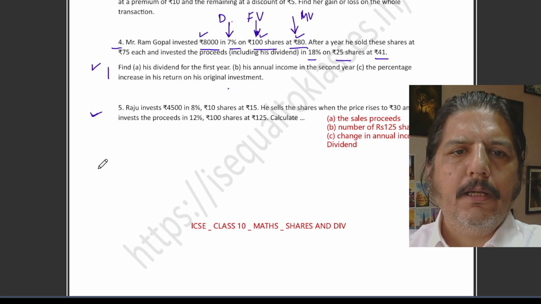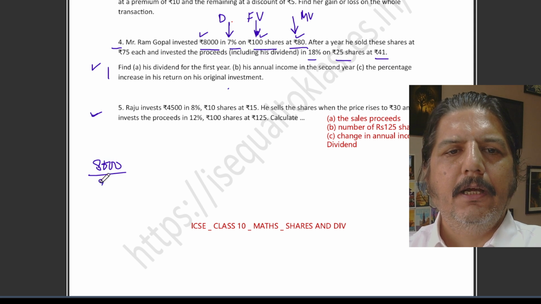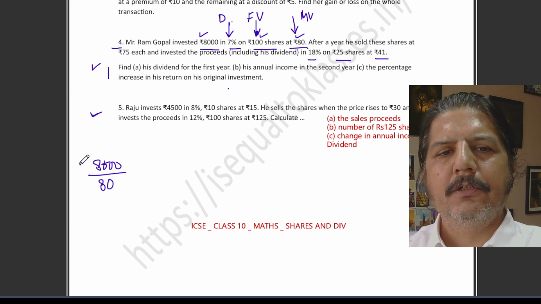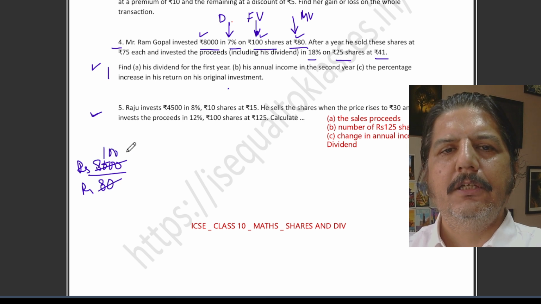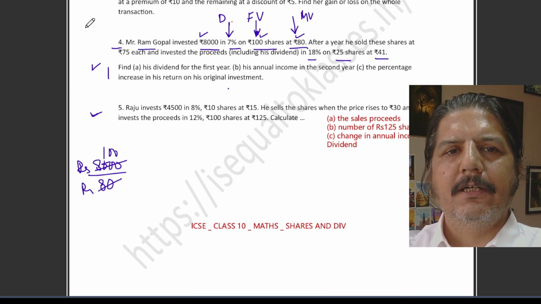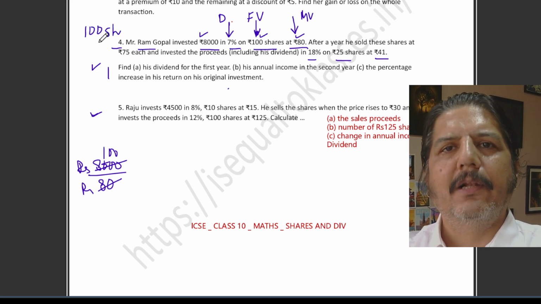Now, what information do we get here? He has invested a total of rupees 8,000 and each share's market value is rupees 80. What this implies is that we understand that Mr. Ram Gopal would have bought 100 shares. I hope this is clear.